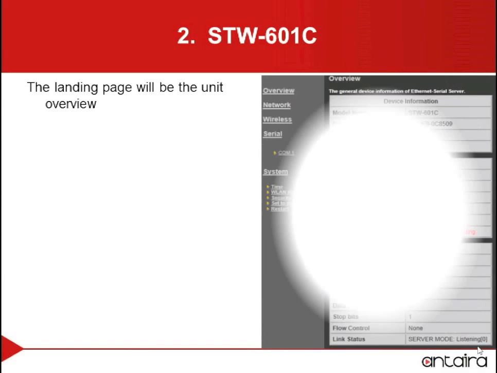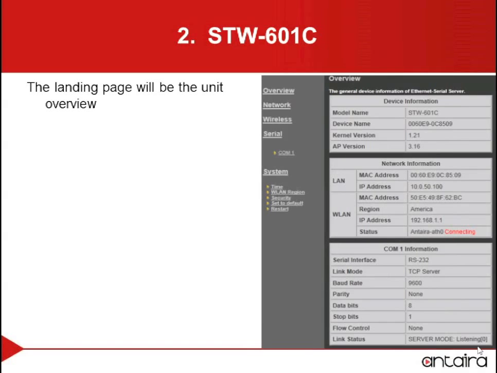The landing page of the STW-601C will be the unit overview. This will have information such as the kernel version, the AP version, as well as LAN and wireless information, as well as our serial information such as our serial interface, baud rate, and parity.